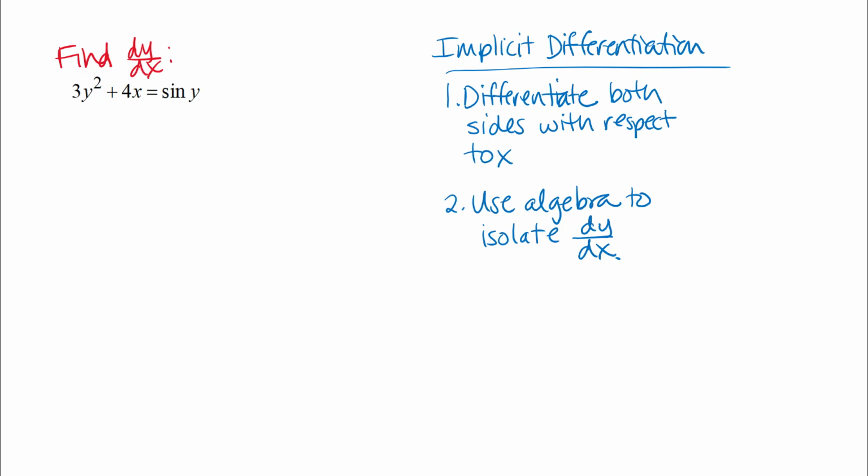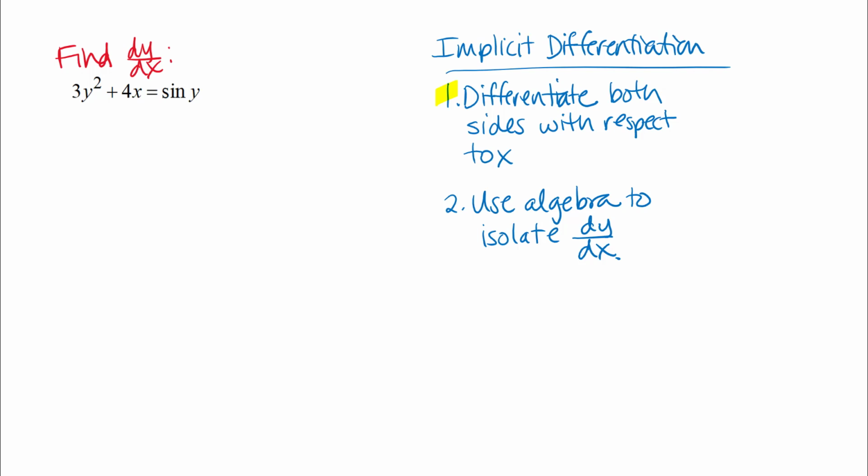So the reason we need to use implicit differentiation is that we don't have y as a function of x. We can't do algebra to isolate y completely, to write y completely in terms of x with no y's on the other side of the equation. So we need to use implicit differentiation. I've written over here the two main steps.